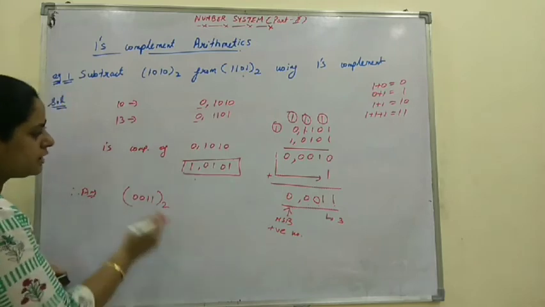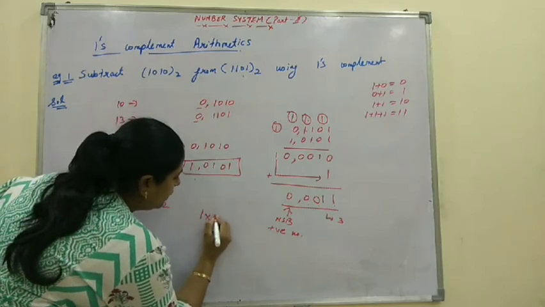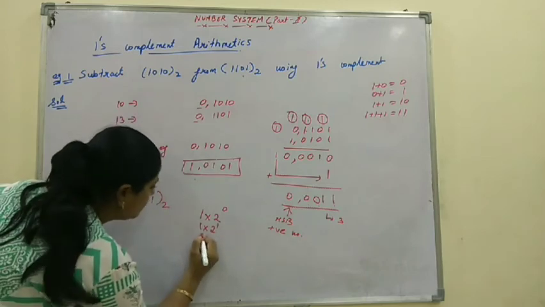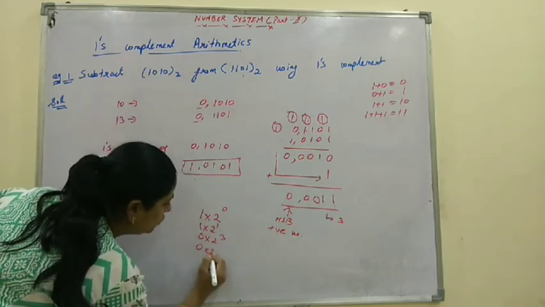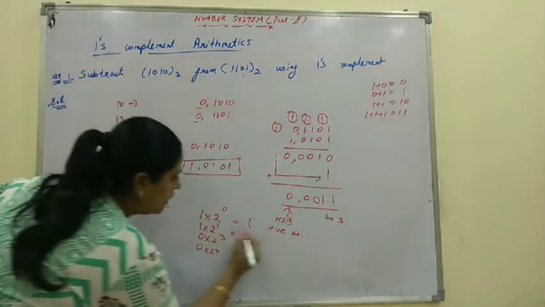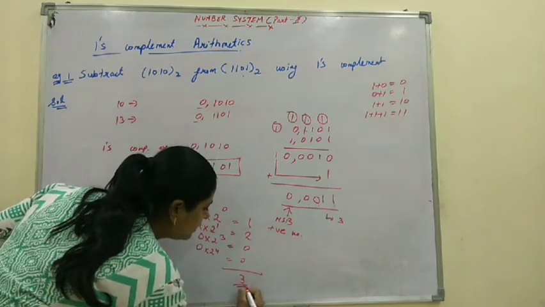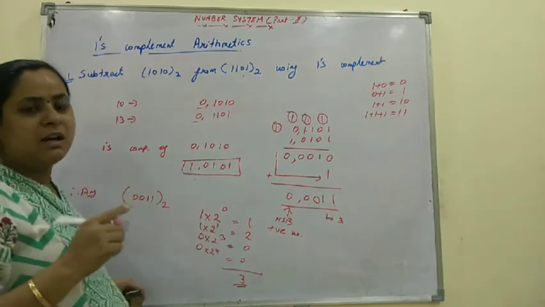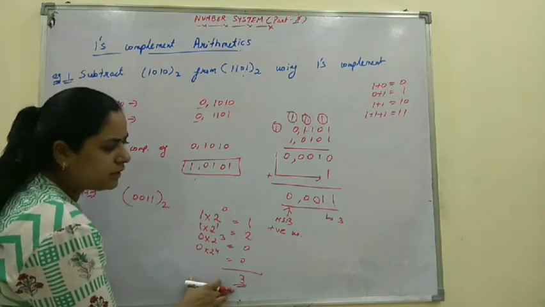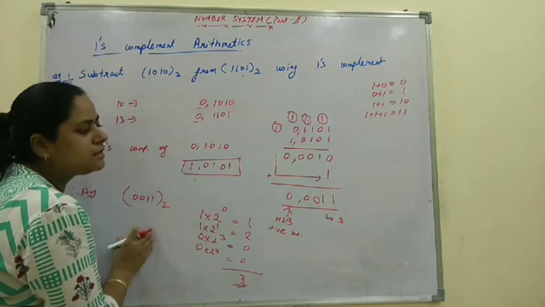If we want to cross check whether our answer is right or wrong, we will find its decimal equivalent: 1 into 2 to the power 0, 1 into 2 to the power 1, 0 into 2 to the power 2, 0 into 2 to the power 3. That gives 1 plus 2, which is 3, and that I showed you earlier in rough work. 13 minus 10 gives positive 3 and here also we are getting 3. That means our answer is correct.